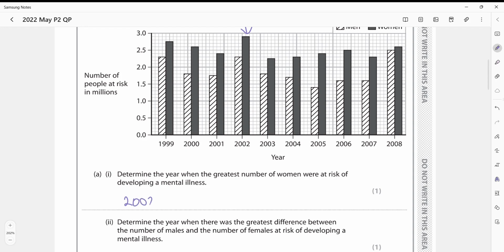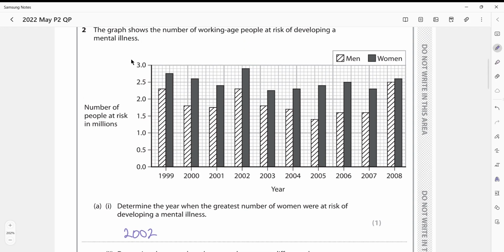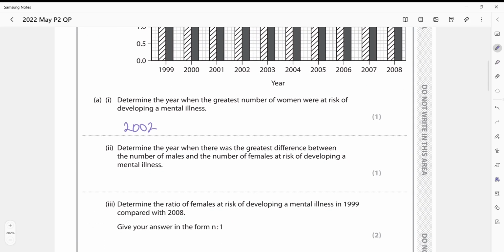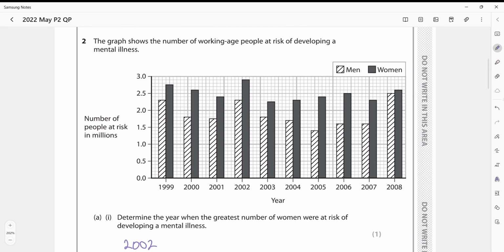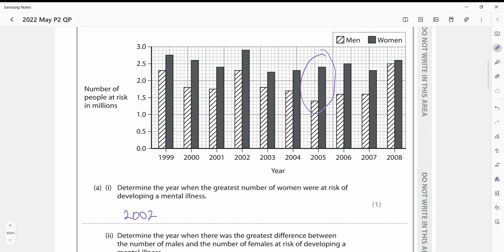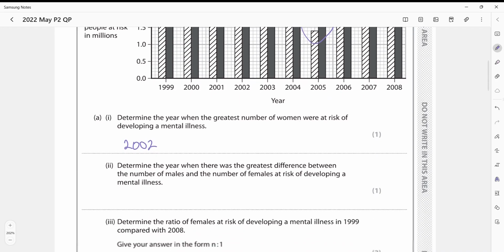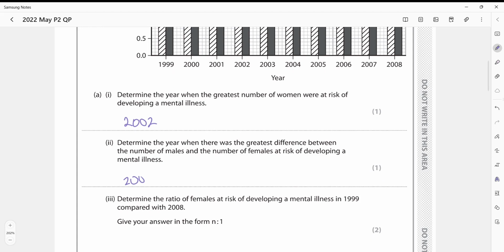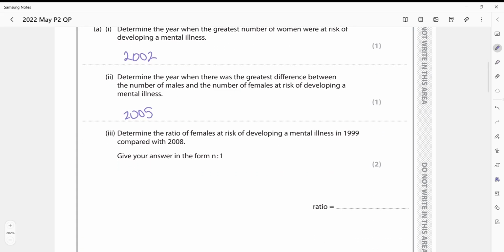All right. Part A2, determine the year when there was the greatest difference between the number of males and the number of females at risk of developing a mental illness. So we need to look at the bars in which there is the greatest difference between them. And it looks like it's at 2005, right? So the difference is 1 million people at risk. So that is 2005.